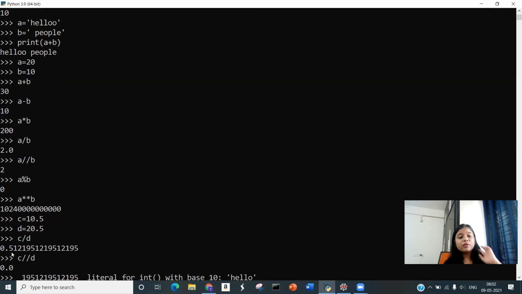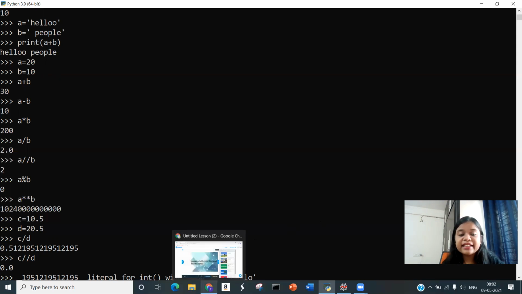So when we do c divided by d, the integer part was actually 0 and we had some value in the floating part. So when we did c integer divided by d, it took the integer value from there and then got 0.0. Okay, so that's what exactly. So this was all about operators and data types.